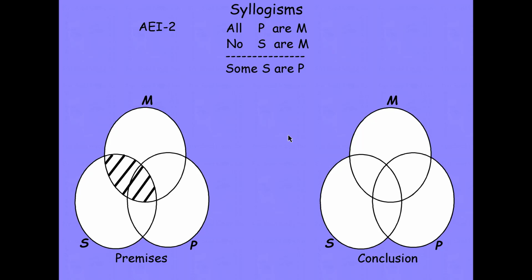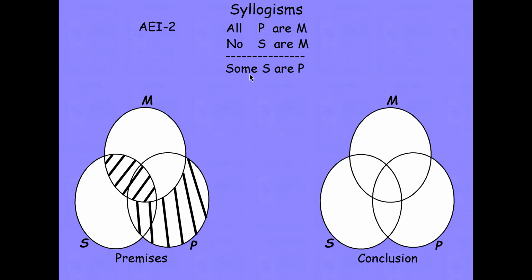So again, I don't know if there are any P's, I don't know if there are any M's, but what I do know is everything in this P circle is also in the M circle here. And so this area here and this area here in P outside of M, those would have to be empty if that first premise, the major premise, is true. So I'll shade those areas in. That's what absolutely has to be the case for both of my premises to be true.